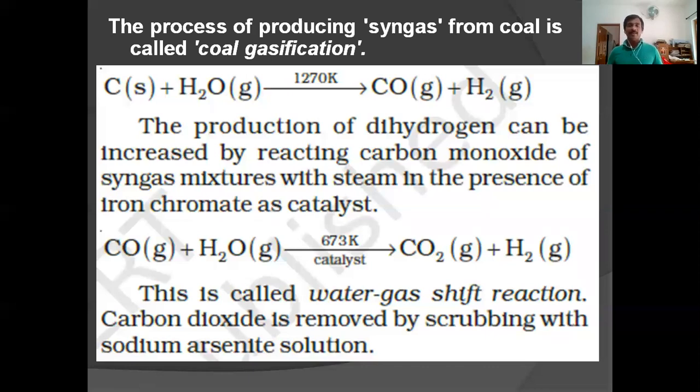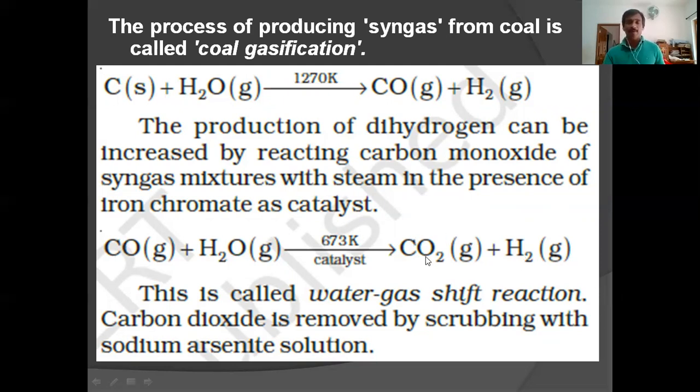The production of dihydrogen can be increased by reacting carbon monoxide of the syngas mixture with steam in the presence of iron chromate as catalyst. Here, the carbon monoxide and hydrogen mixture is very difficult to separate. If we can convert carbon monoxide to carbon dioxide, then we can easily separate carbon dioxide and hydrogen. For that, you have to treat this mixture with water. When it is treated with water, what happens? CO will be converted to CO2 and one more hydrogen will be produced.